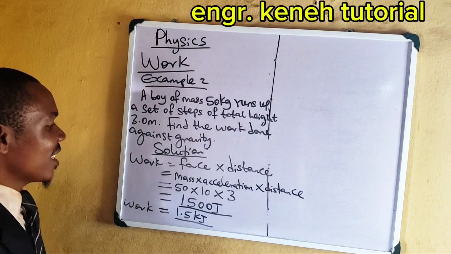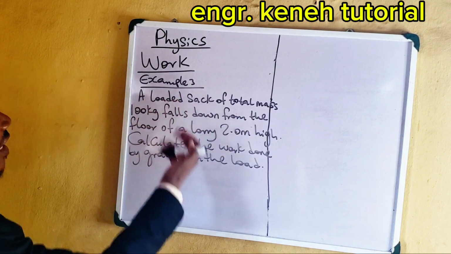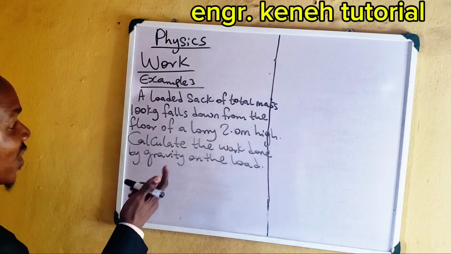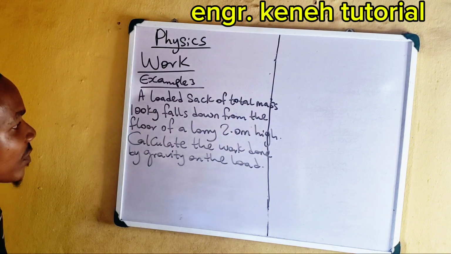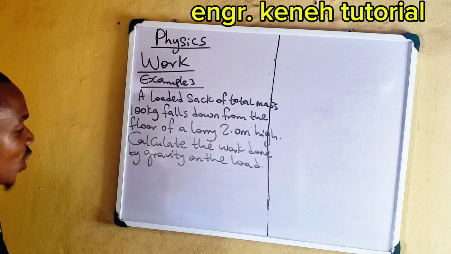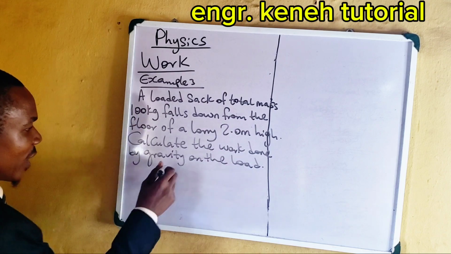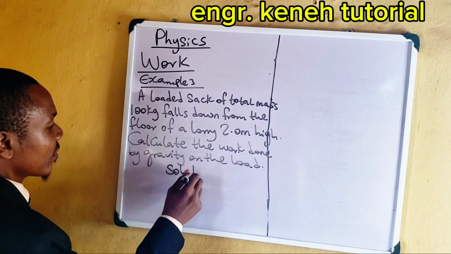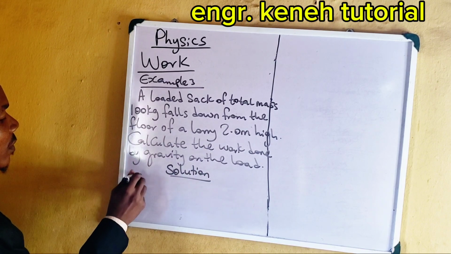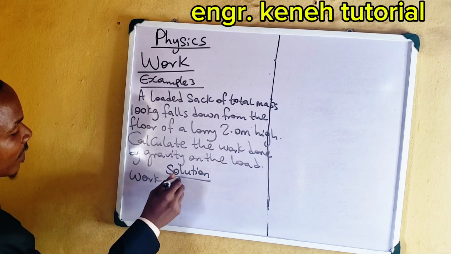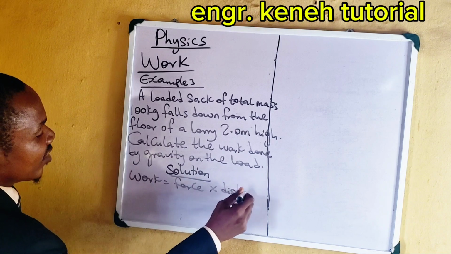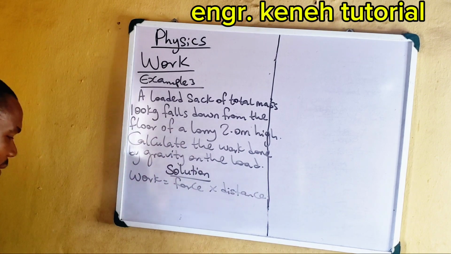Let's solve the next example. Example 3 says a loaded sack of total mass 1000 kg falls down from the floor of a lorry 2.0 meters high. Calculate the work done by gravity on the load. We have the solution like this. So here we have work to be equal to force times what? Distance. Force times distance. All right.